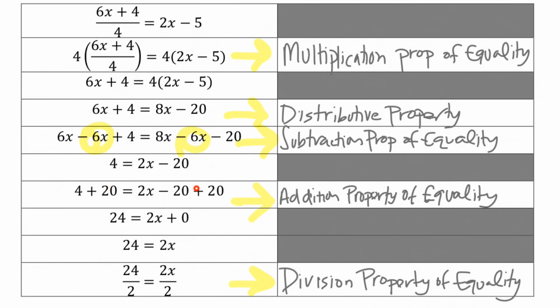The next thing I see is that this was 4, now it's 4 plus 20. If I check the other side, they also added 20 there. If you're adding the same amount to both sides, that's using the addition property of equality. And last but not least, if we come down here to the bottom, we can see very clearly that they're dividing both sides of the equation by 2. That is the division property of equality.